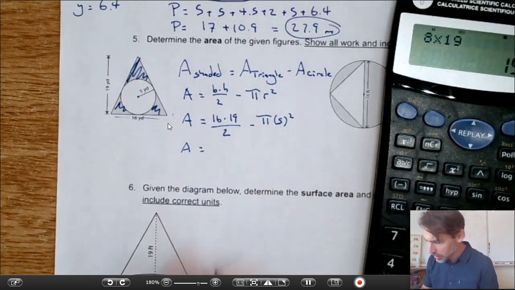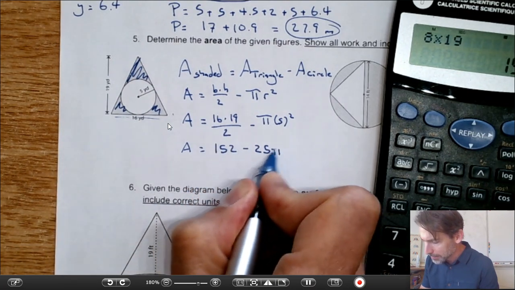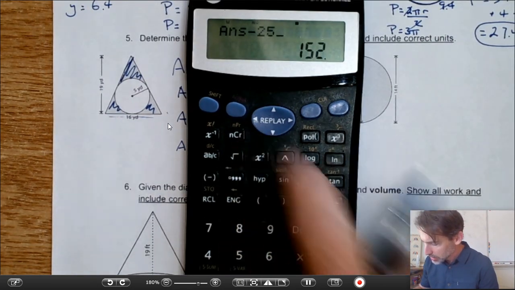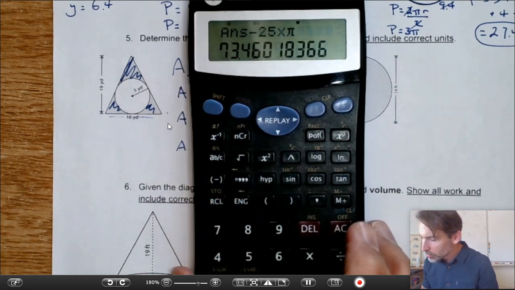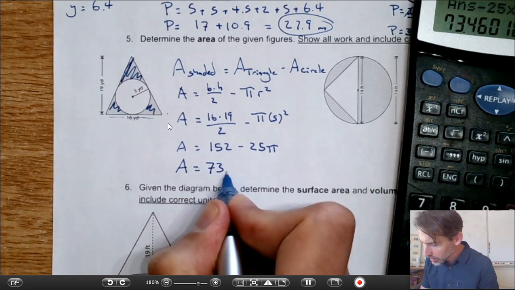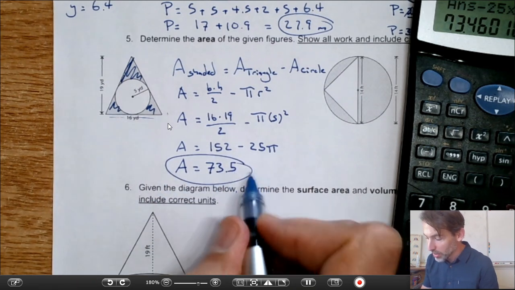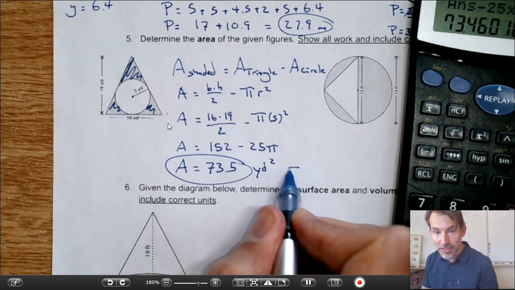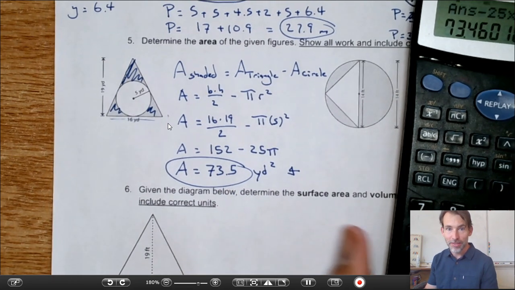152. Okay, 152 minus 25 pi. Well, let's just do that. 152 minus 25 times pi is 73.5 yards squared. Get that in there too. That's important. Get the unit. Okay, yards squared. 73.5.